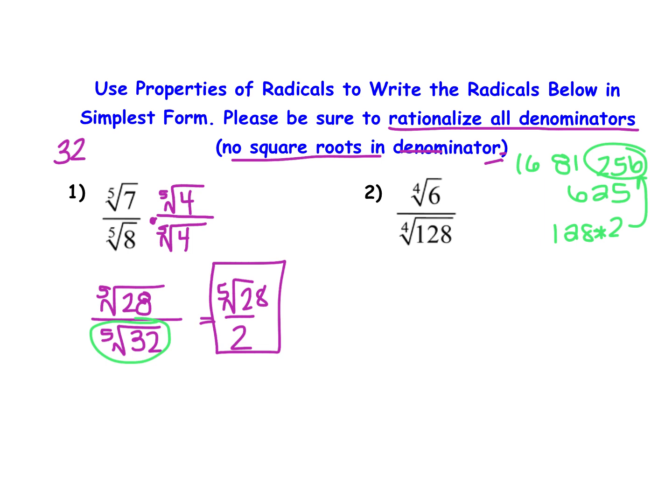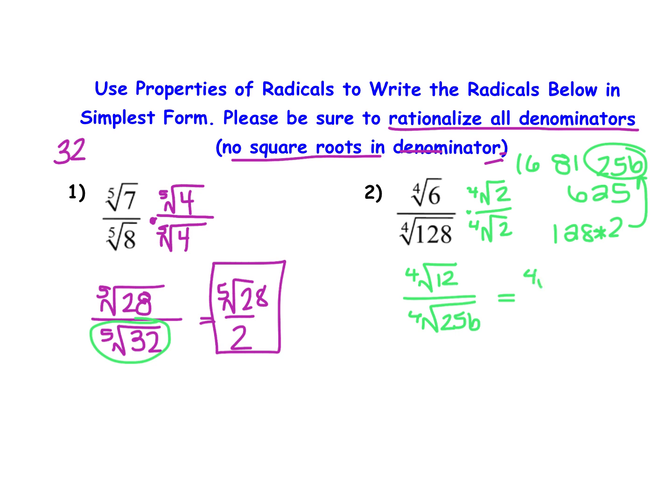So I can strategically rewrite this so that it has a denominator of the fourth root of 256. And I can do that by multiplying by the fourth root of 2 in both my numerator and my denominator. So here this becomes the fourth root of 6 times 2 is 12. And then it becomes the fourth root of 128 times 2 is 256. So now from here, I'm going to simplify the denominator because I can.